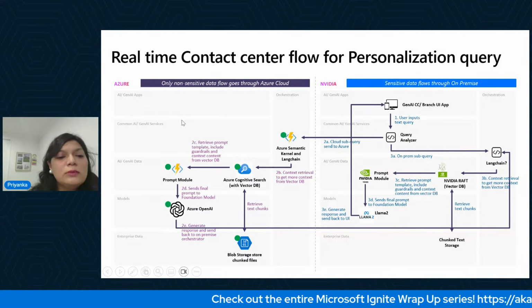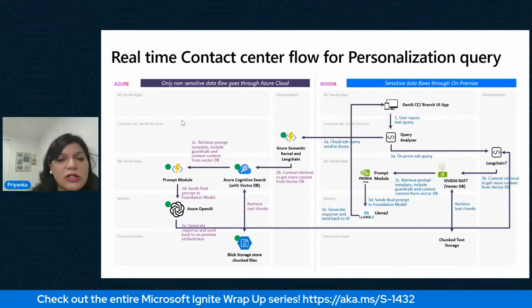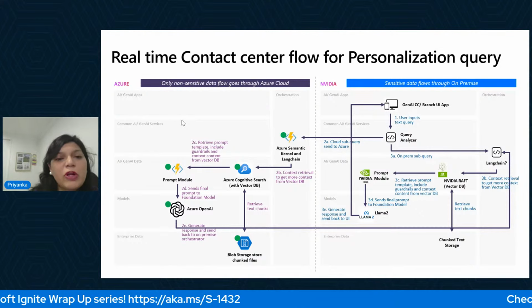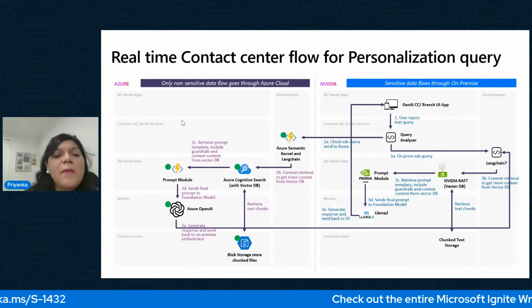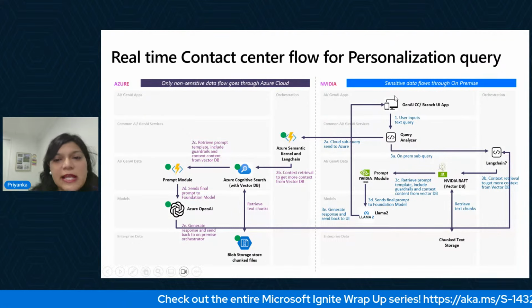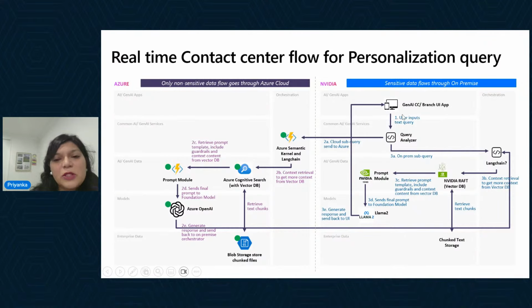In this kind of query where there's personalization, there have to be various moving parts. It has to fetch various different parts of the data to actually answer the query holistically. In that case, you can see the flow. From the branch app, the user inputs the query. The query could be, hey, can you suggest a credit card which is more suitable for me?